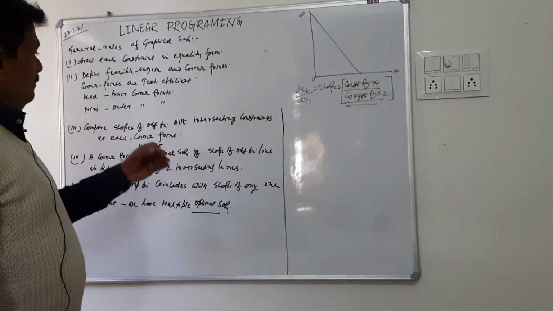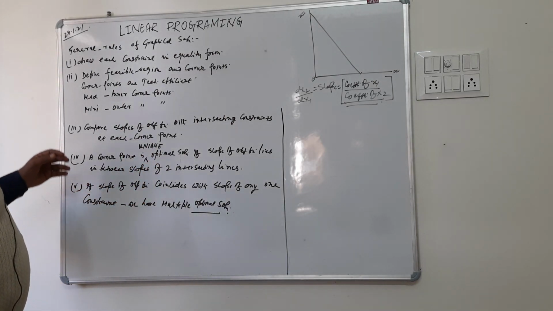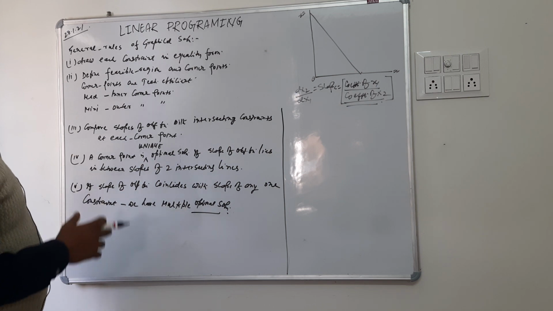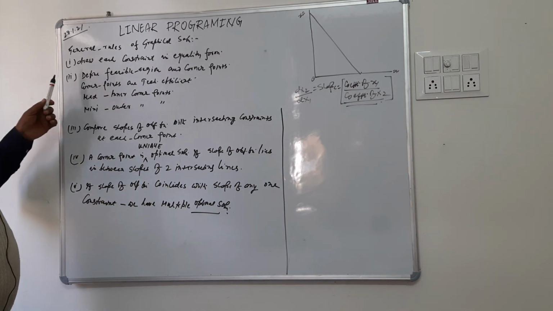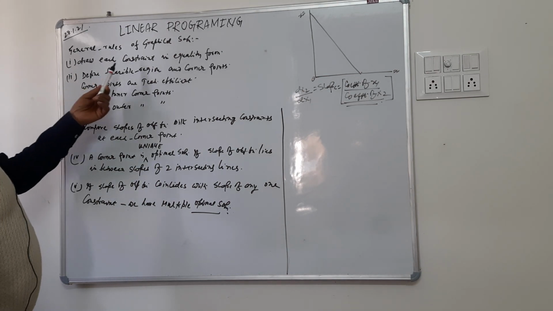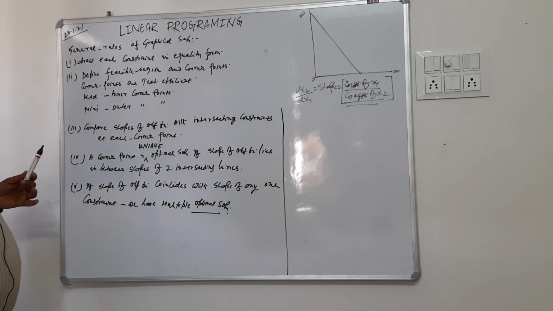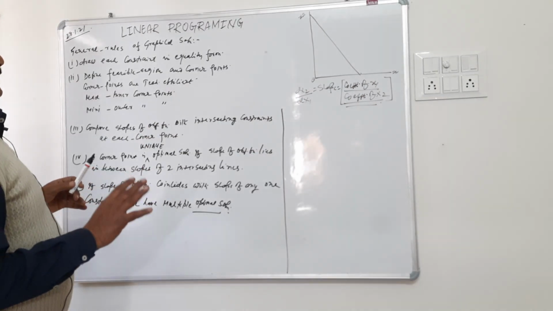Now, before I start to solve these three sums, I would like to give you some general rules for the graphical solution, and look at what it says. It is in 5 points. Number 1 says, draw each constraint in equality form. Whatever the constraints are, we draw each in equality form.